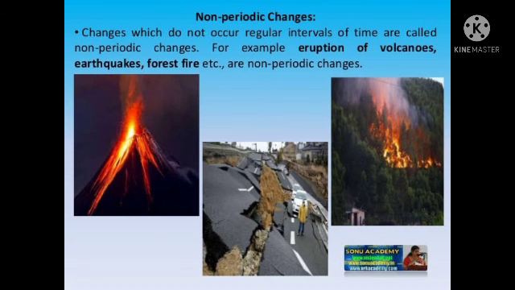What are non-periodic changes? The changes that do not occur at regular intervals of time are called non-periodic changes, or non-periodic changes are those which do not take place at fixed intervals of time. For example, eruption of volcanoes, earthquake, forest fire. We do not know when it will occur. So this type of change is called non-periodic changes.